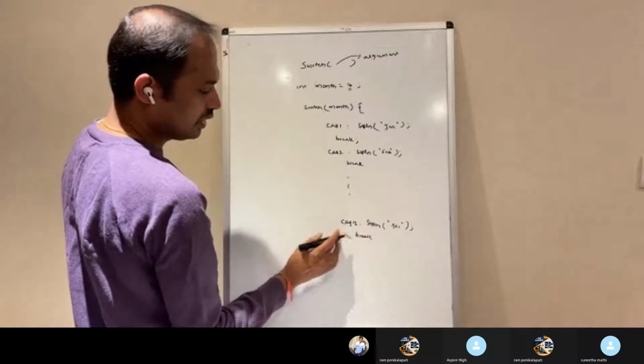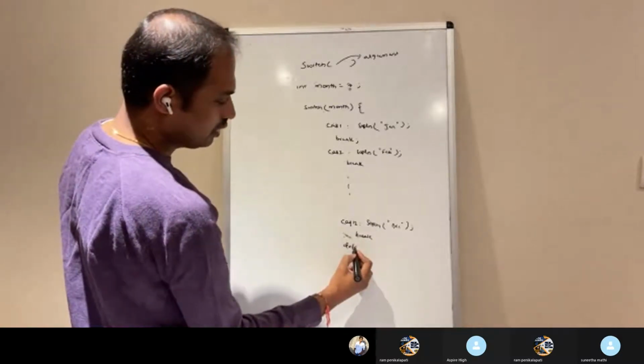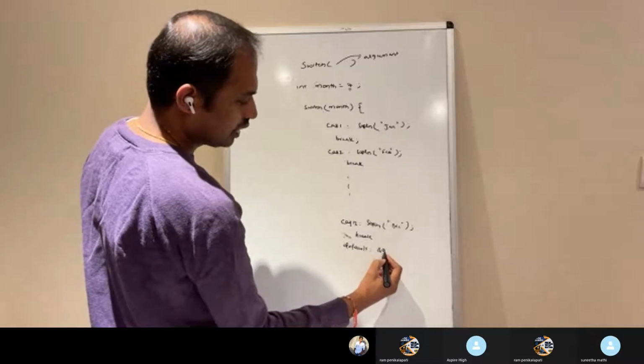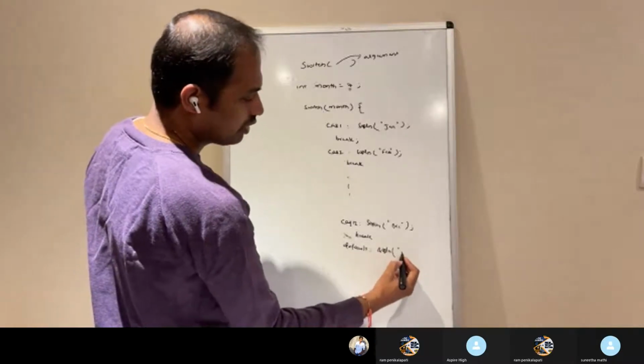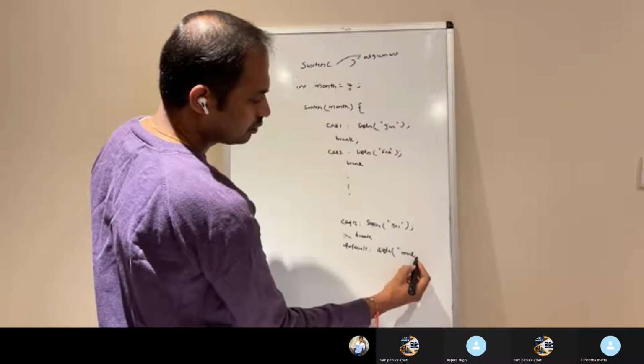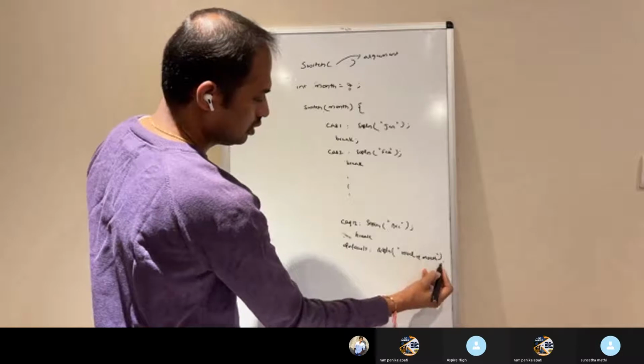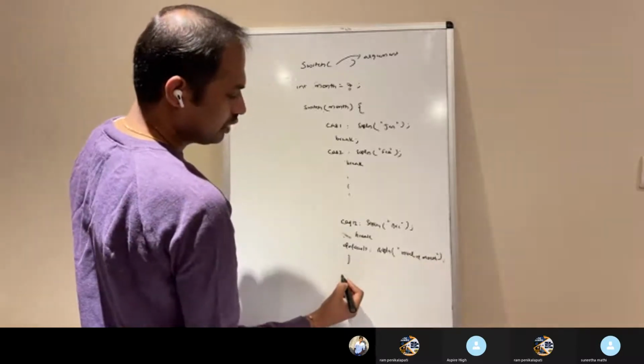We can write default as well. Default, SOPLN invalid month. Okay, so this will close here.